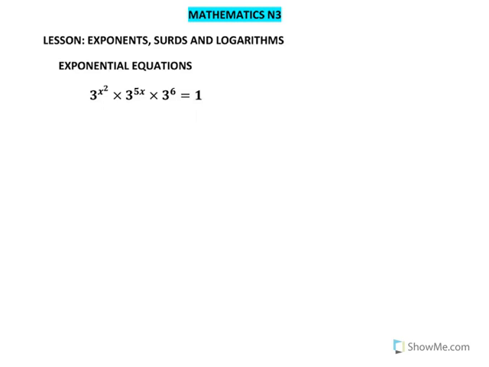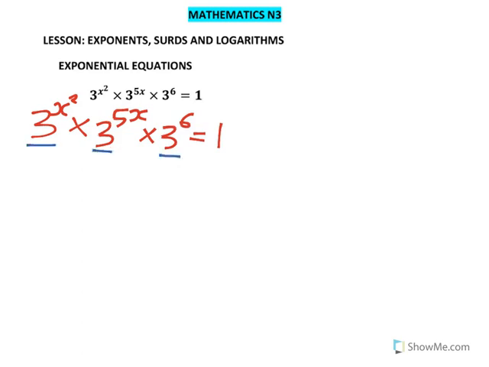Let us look at the next question of an exponential equation. They gave you 3 to the power x squared, times 3 to the power 5x, times 3 to the power 6, is equal to 1. Now, remember, on the laws of exponents, when the bases are the same, what do you do to the exponents? You add the exponents. Therefore, this is same as 3 to the power x squared plus 5x plus 6 is equal to, again, a 1.